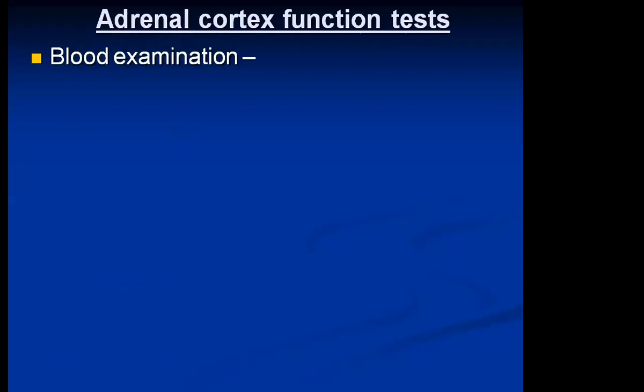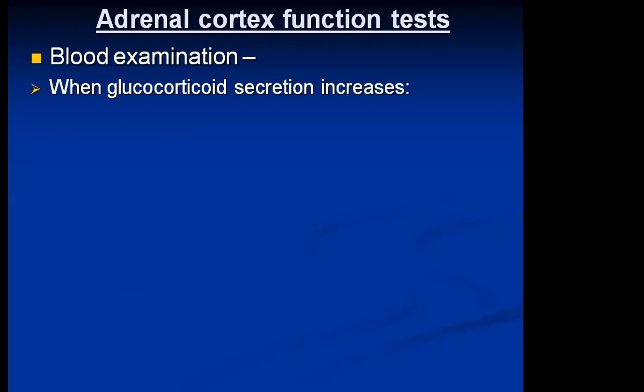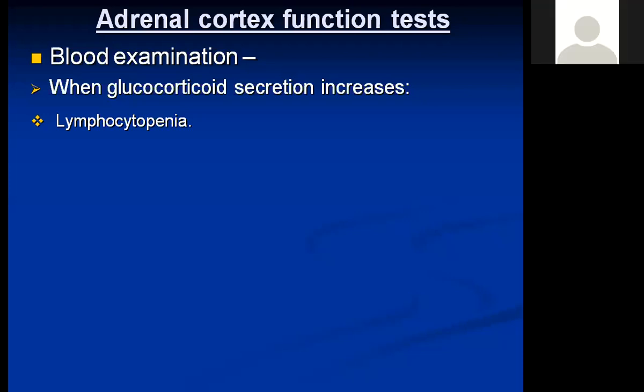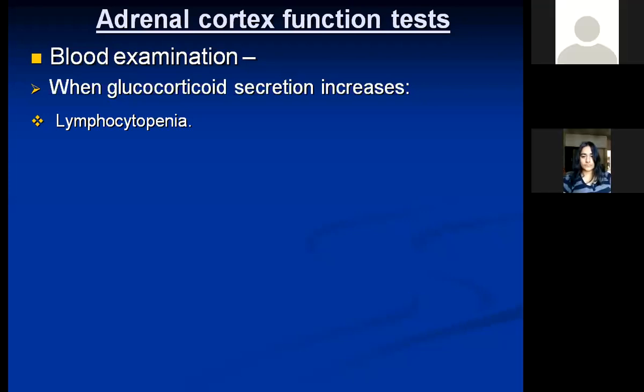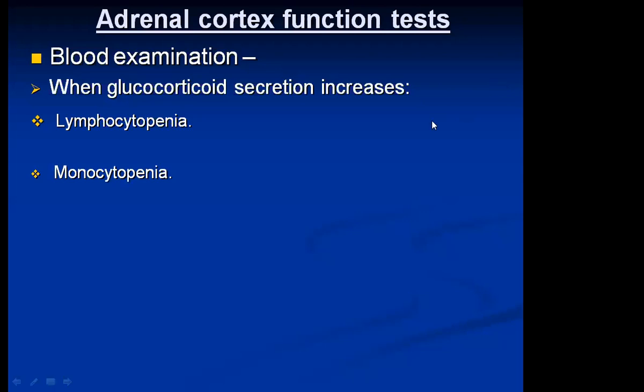So first is blood examination. We know the function of cortisol on these various lymphocytes and monocytes. So in excess secretion, what will it cause? When glucocorticoid secretion increases, what do you think? It will be, of course, lymphopenia, maybe monocytopenia. So it will be lymphocytopenia because it causes a decrease in the formation of lymphocytes. Second is monocytopenia.